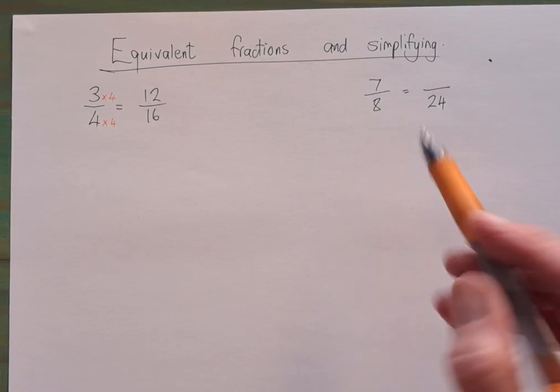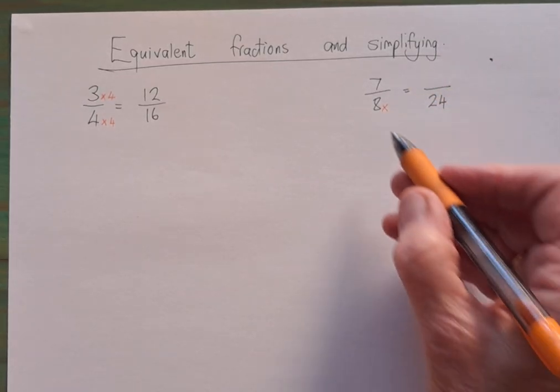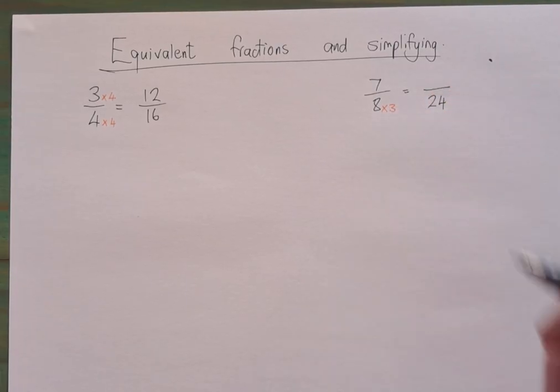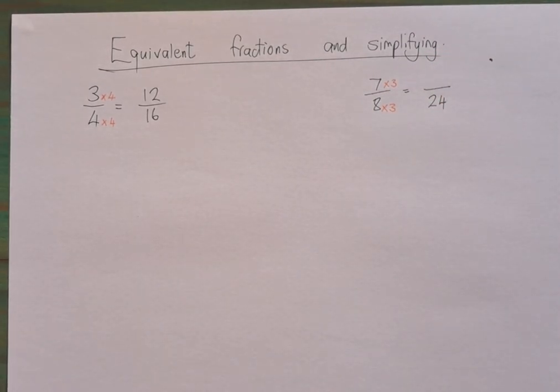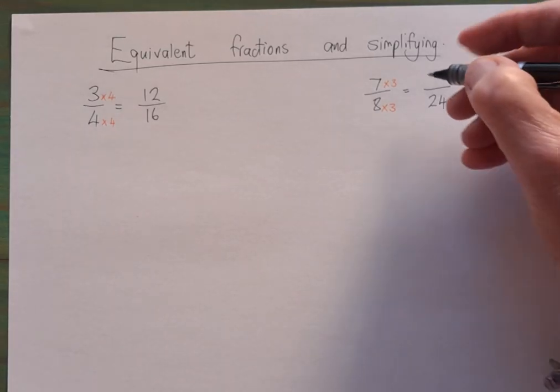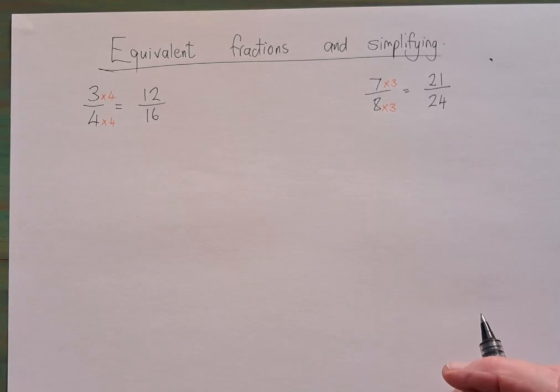Well, 24 is bigger than 8, so I must have multiplied 8 by something to get to 24. 8 times 3 is 24. So whatever you do to the bottom, you have to do to the top, and that's the golden rule. And so therefore, the top is 21.